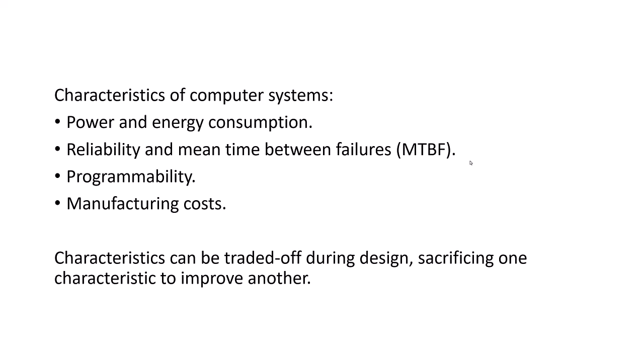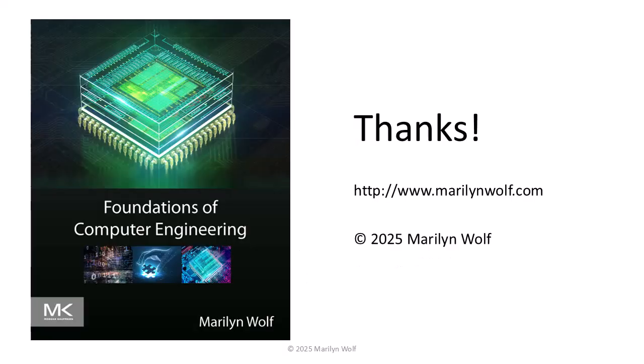All of these characteristics and many others can be traded off during design. We may want to sacrifice one characteristic in order to improve another. For example, we may sacrifice some amount of programmability in order to improve the energy consumption characteristics of the computer.